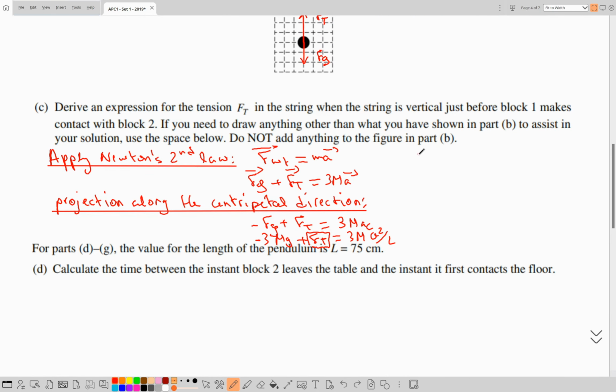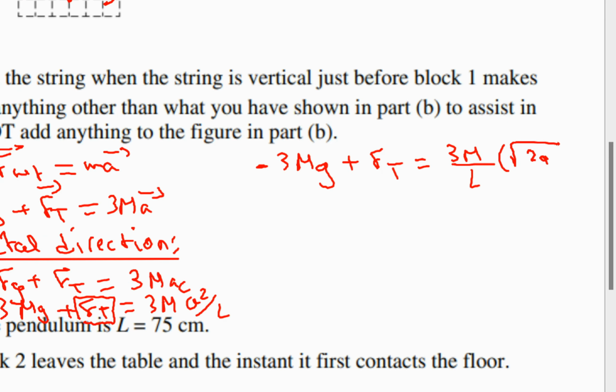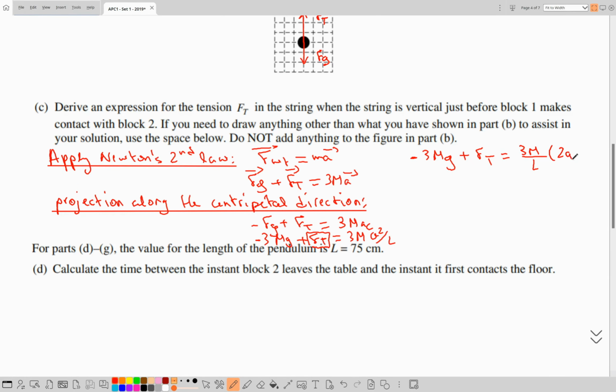Then here let me continue my equation and say minus 3mg plus the tension force is equal to 3m divided by L multiplied by the square root of 2GL to the power of 2. Now this would cancel, so we would have 2GL. Here we have 6mg, so the tension force is basically given by 3mg plus 6mg. Then in this case, indeed, the tension force in terms of the given quantities is given by 9mg.